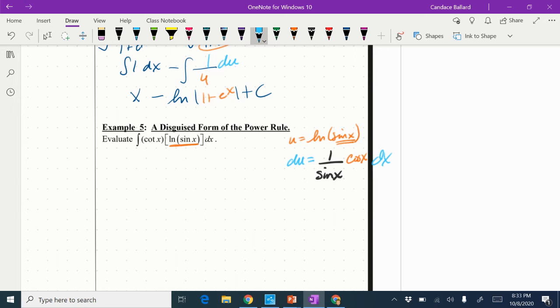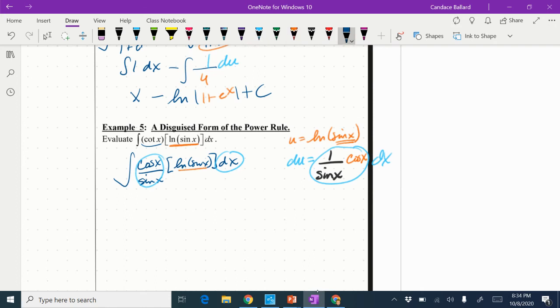But wait, I have trig identities. Couldn't I change this using a trig identity? Isn't that the same as saying cosine x over sine x? So we still have the natural log of sine x dx. So interestingly enough, look at what just happened. I now have these parts. So there's my du, and here's my u.